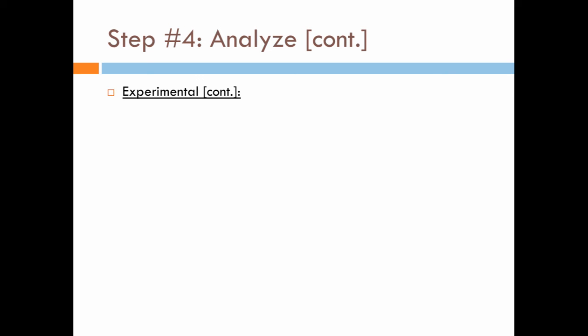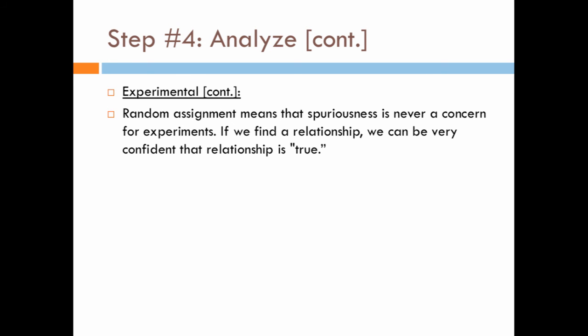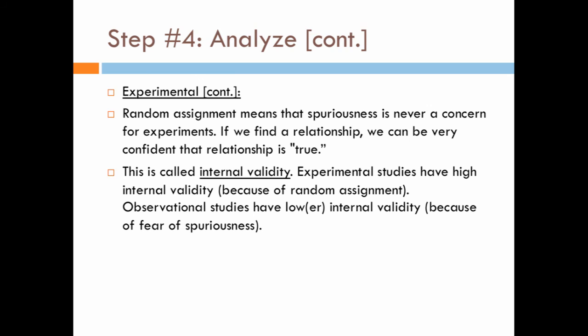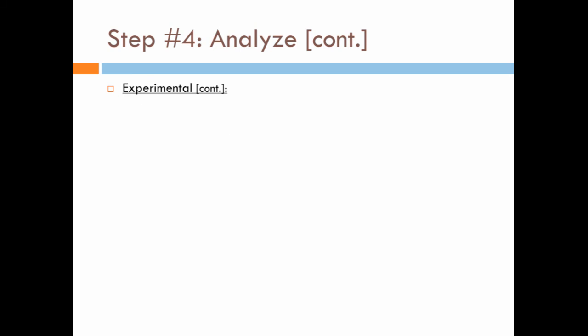Random assignment means that spuriousness is never a concern for experiments. If we find a relationship, we can be very confident that that relationship is true. This is called internal validity. Experimental studies have high internal validity because of random assignment. Observational studies have lower internal validity because of the fear of spuriousness.